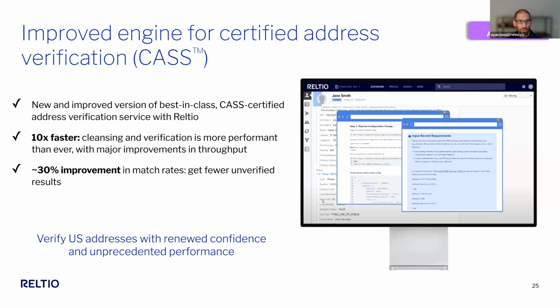So what we're doing is upgrading this CAS engine to the next generation to provide some key enhancements. The first one is improved address cleansing and verification, improved accuracy, and also an improvement in match rates and performance as well. So you will get fewer unverified results. Your overall deliverability of those addresses in your system will increase as a result of this upgrade. This will be available on October 12th.